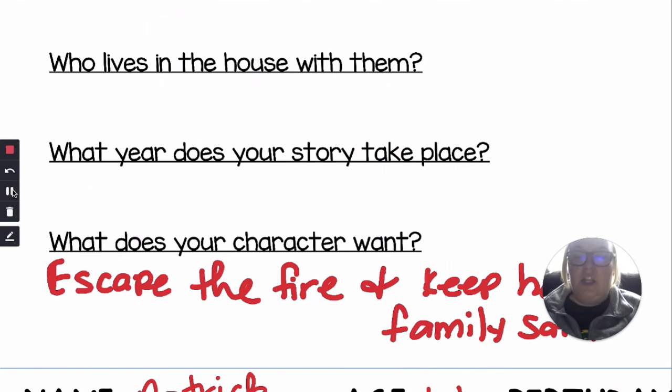Now, when you're filling this out, if you get to this last question and you don't really have one, like there's no point to your story, this is when we need to start thinking about maybe changing your plot. Okay? Because this last question, this should tell me everything I need to know about your story.